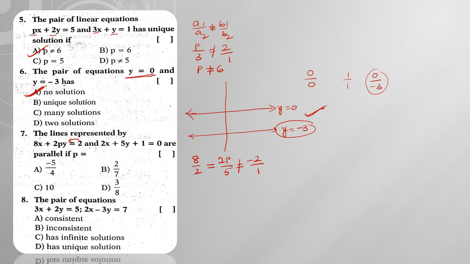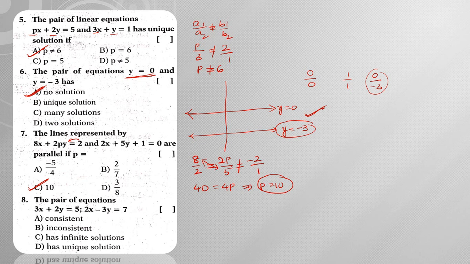Now based on this, do cross multiplication. 8 5s are 40 is equal to 2 2s are 4p. So based on this, p is equal to 10 will be my answer. So p is equal to 10.